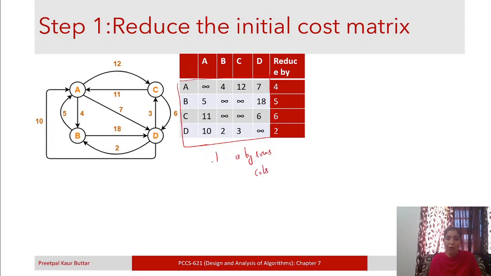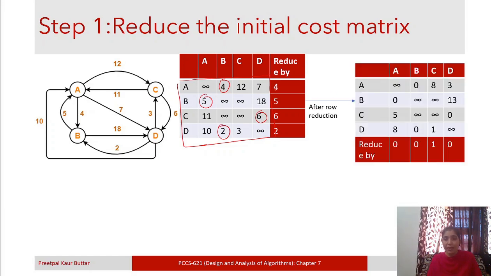So how to reduce by rows? In order to reduce a matrix by rows, from each row we pick the minimum. For example, here the minimum is 4, here the minimum is 5, here the minimum is 6, and here the minimum is 2. So we have picked the minimum values. Now how to reduce?